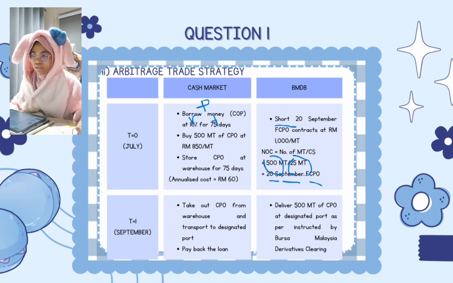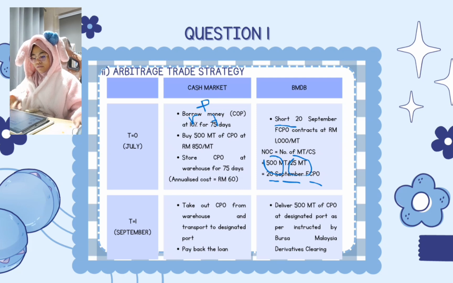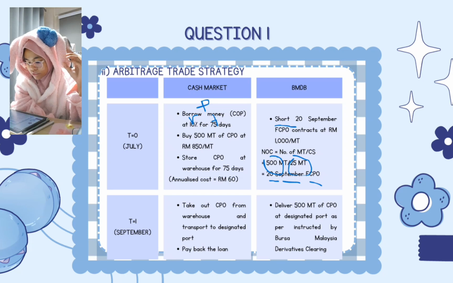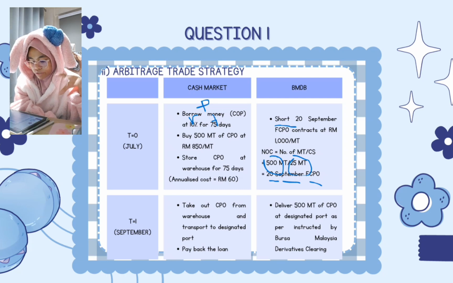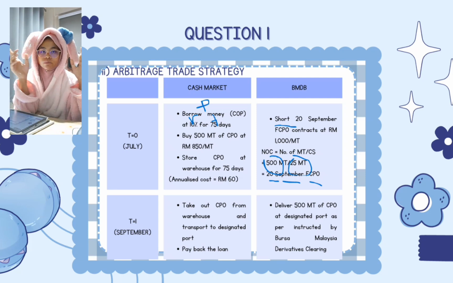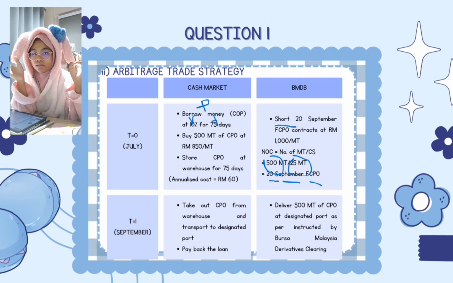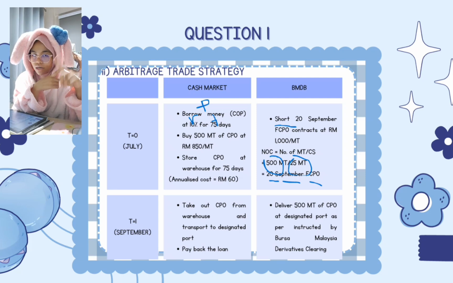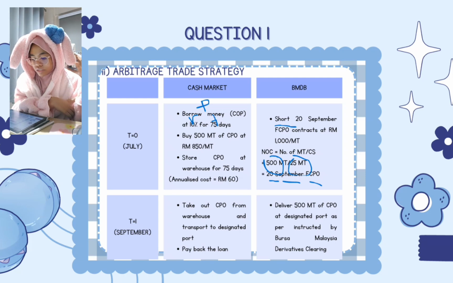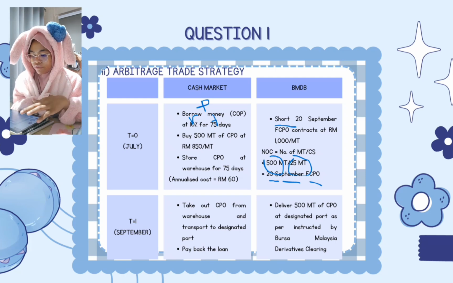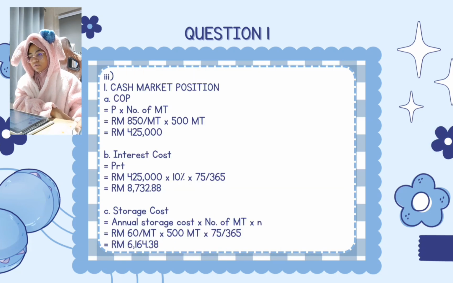Okay, at T1, take out the CPO from warehouse and transport to designated port and then pay back the loan. For BMDB at T1, deliver 500 metric tons of CPO at designated port. So the designated port is at 3 places: Lembah Kelang, Butterworth and Pasir Gudang, as instructed by Bursa Malaysia Derivatives Clearing.